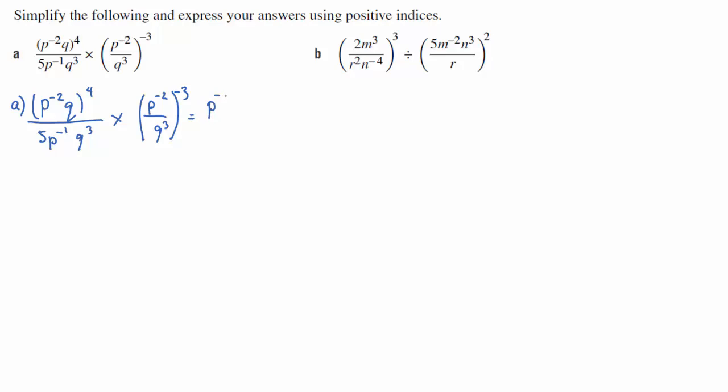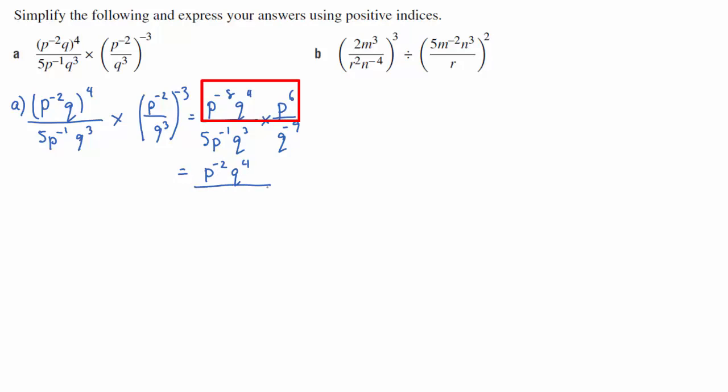So the first thing I'm going to do is deal with the brackets first by multiplying the power to each of the indices within the brackets. The next thing I'm going to do is consider my numerator separately. So I have p to the negative 8 and p to the power of 6. Combining these using our index law, negative 8 plus 6 is negative 2. So our numerator becomes p to the negative 2 times q to the power of 4.